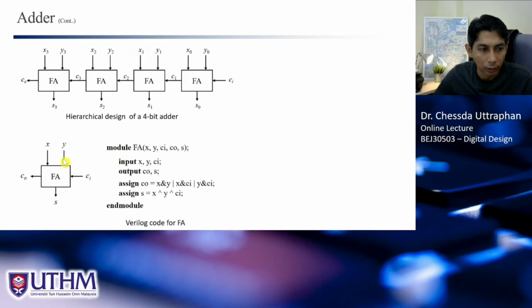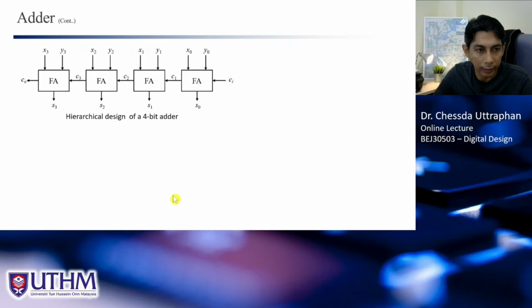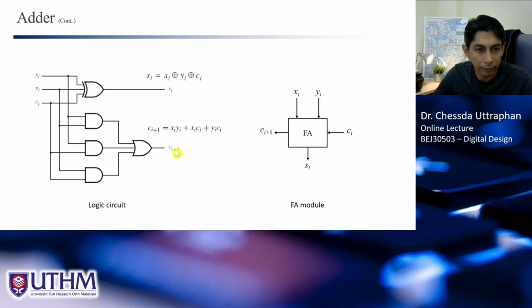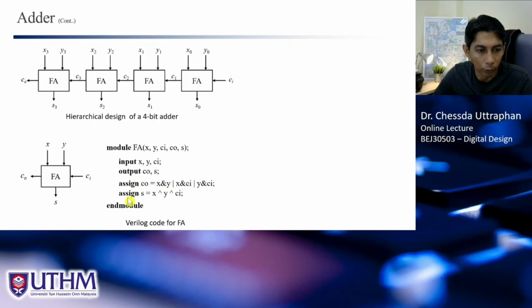So again, here we can design one module FA using Verilog. Very easy. We can use the Boolean equation: x and y, or x and ci, or y and ci. So exactly based on this equation, we can create this module.